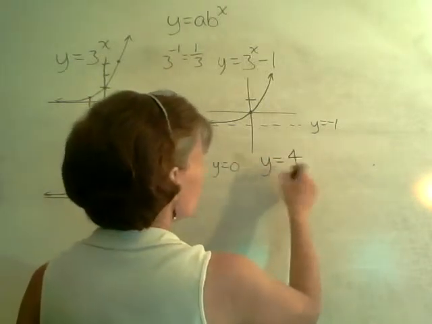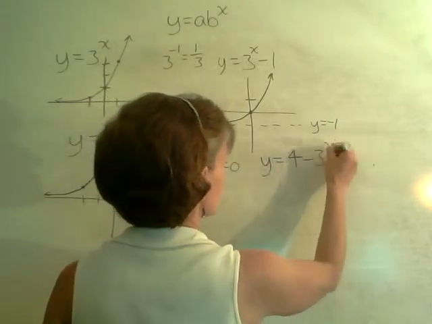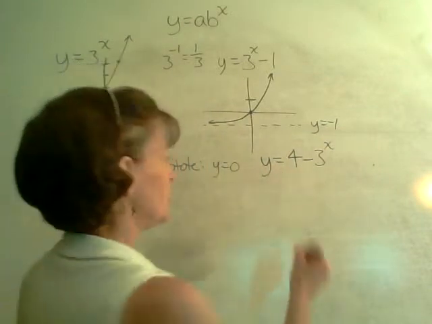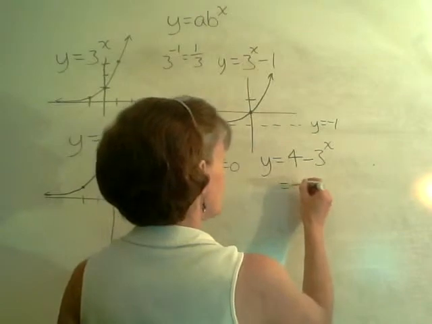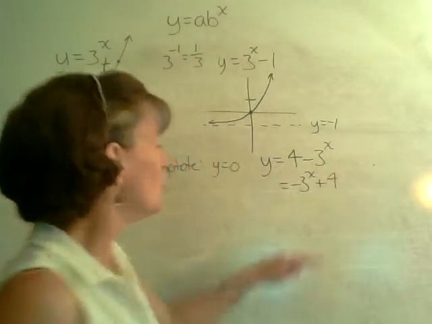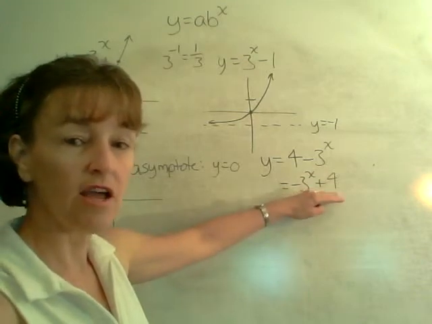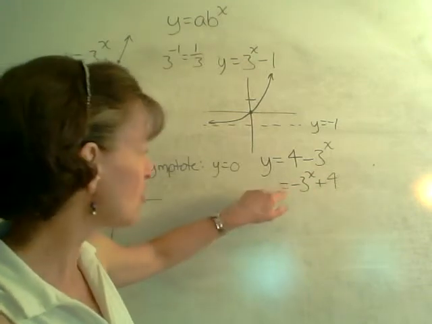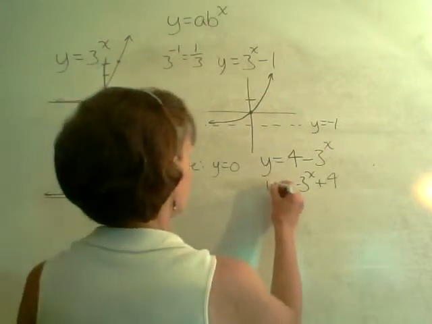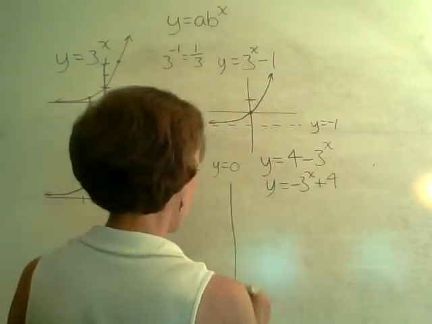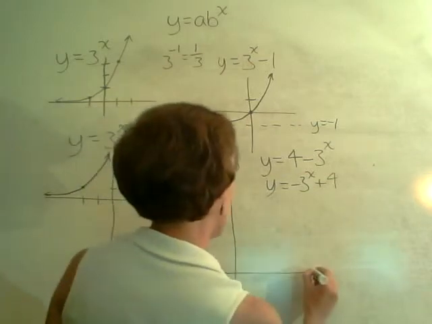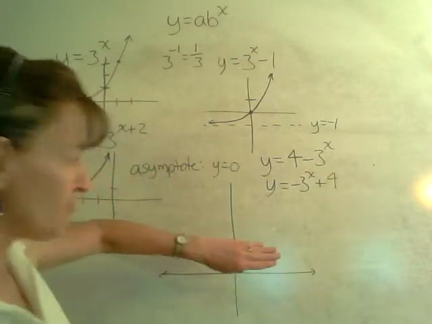Let's say that we have y equals 4 minus 3 to the x. Okay, so this can be written as y equals negative 3 to the x plus 4. When I write it this way, I can see that I have my vertical shift, but I also am making my function negative. All right, so when you make the function negative, then you actually reflect it vertically.